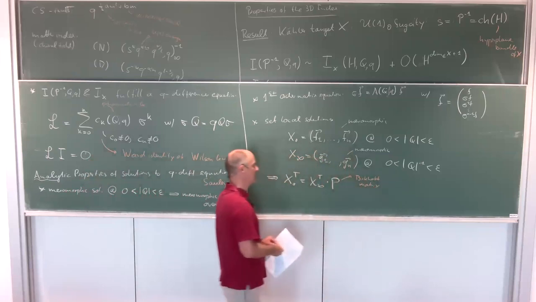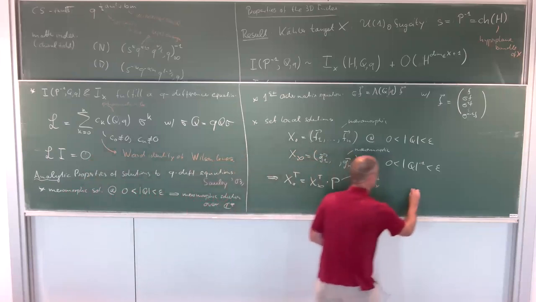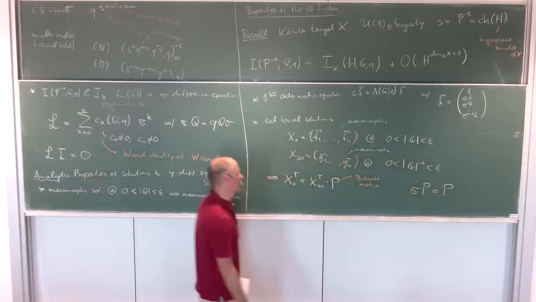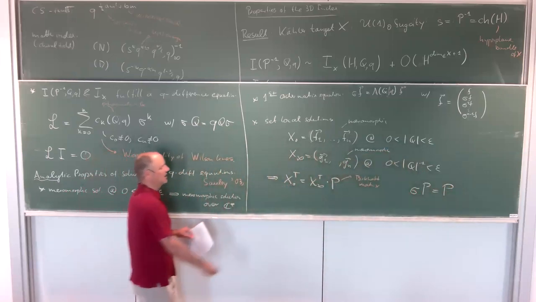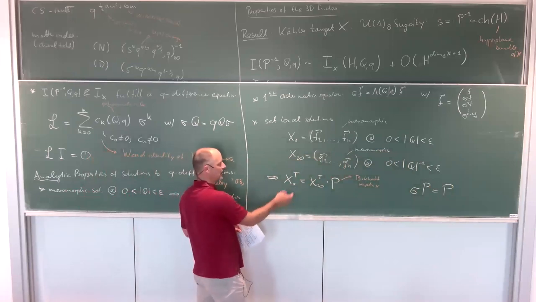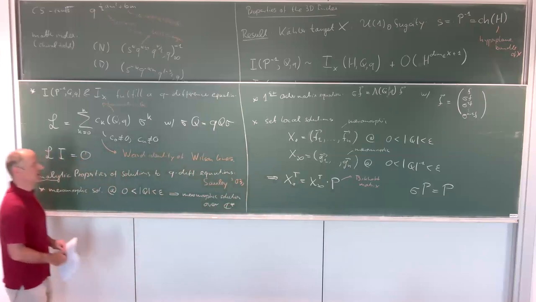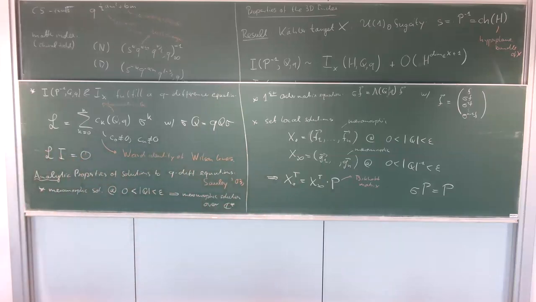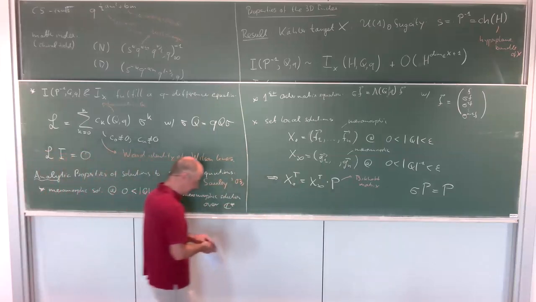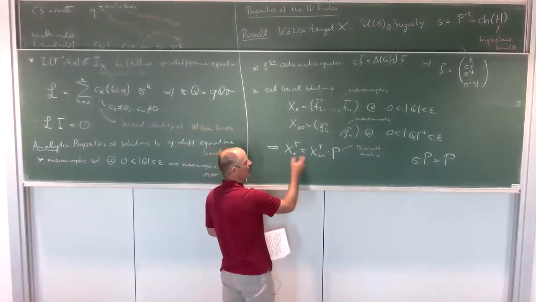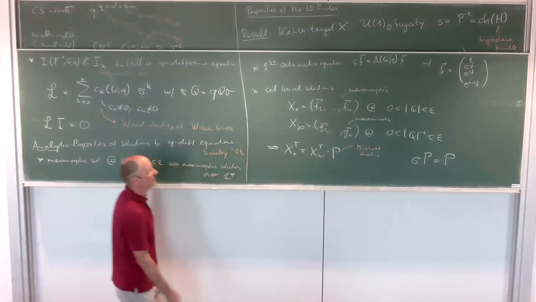And this P has a specific property. If we act with sigma on P, then it must be invariant, because if it were not invariant, then you can easily convince yourself, if this is a solution, that is a solution. As a consequence, this P has to be invariant. So another consequence of this, so we have now a matrix translating these two solutions, which is invariant under sigma.